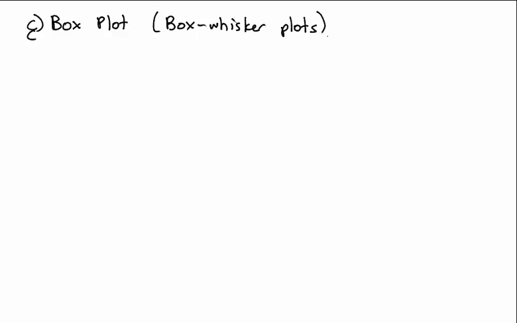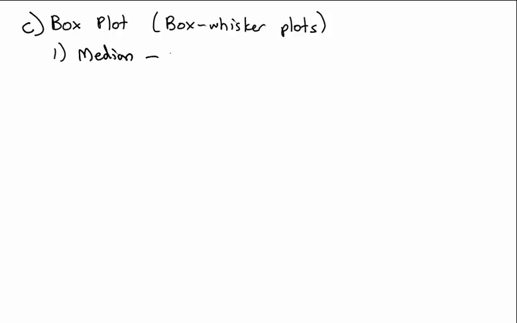Another way we can show some descriptive statistics visually is with what's called a box plot. Box plots are also called box and whisker plots. But before we can get into finding and describing what a box plot looks like, we need to know a little bit of vocabulary. First, we need to know what the median is.